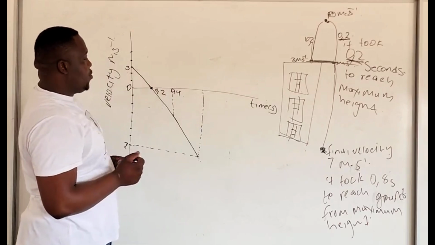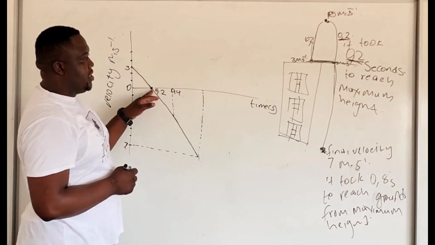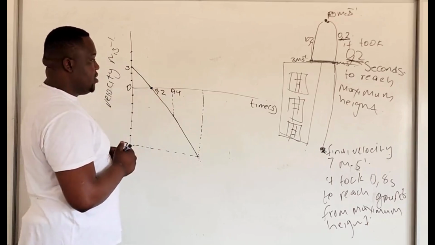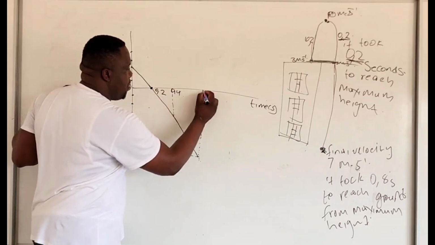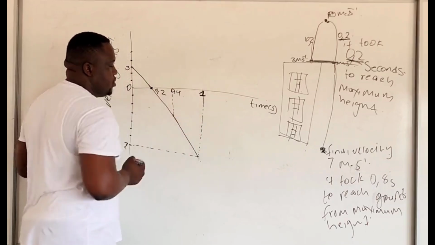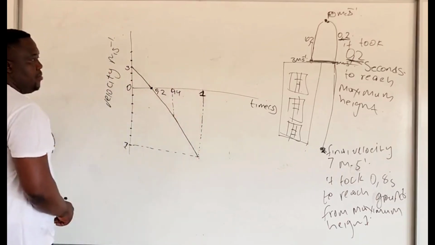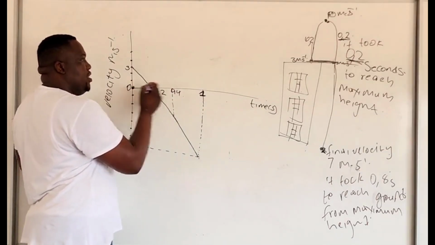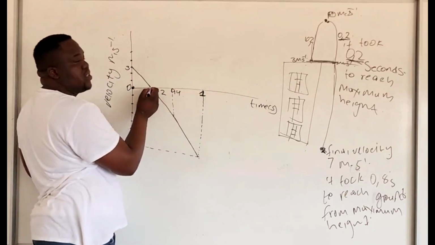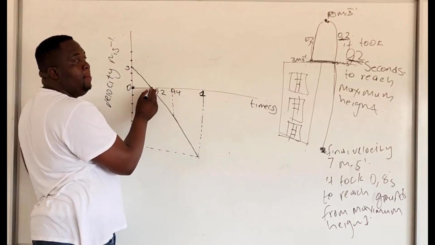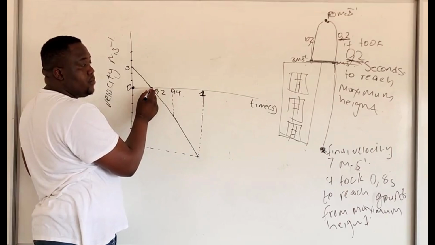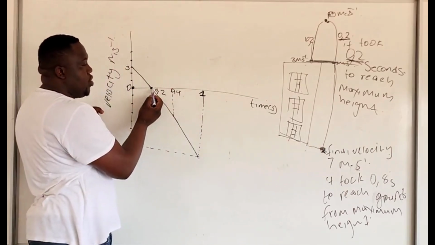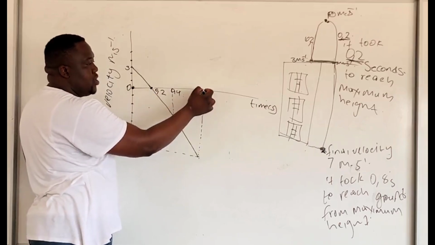So, what do we say? It means we're going to say 0.2 plus 0.8, which will become 1 second. You understand? So this will become 1. Understand why it is 1? Because they are saying that from the ground to maximum height, it took 0.2 seconds. Then to reach the ground of the building, it took 0.8. So we say 0.2 plus 0.8, then it will become 1. So this is 1.